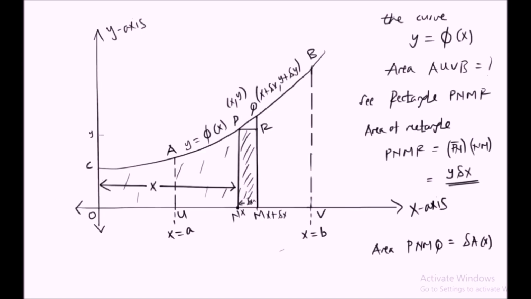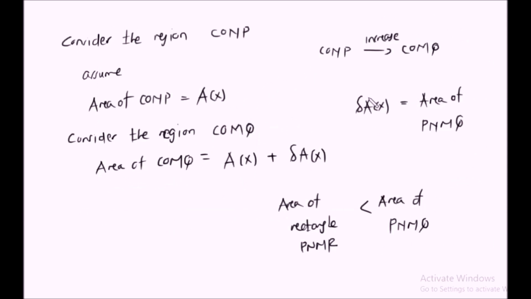So area ya hii rectangle PNMR tumesema ni y delta x, yani length times width. So is less than area which tumesema ni delta A x, okay? Let's start from there. So we have said that the area of rectangle PNMR is less than the area of the region PNMQ.